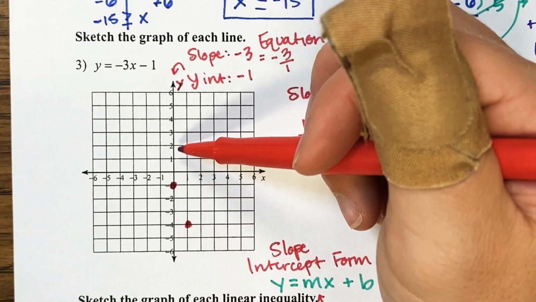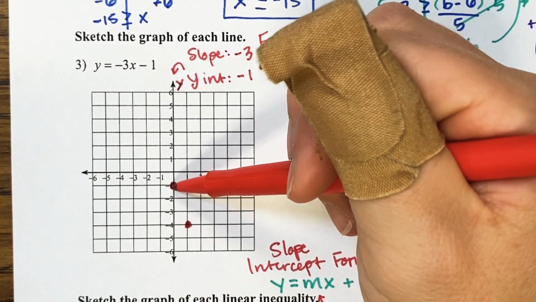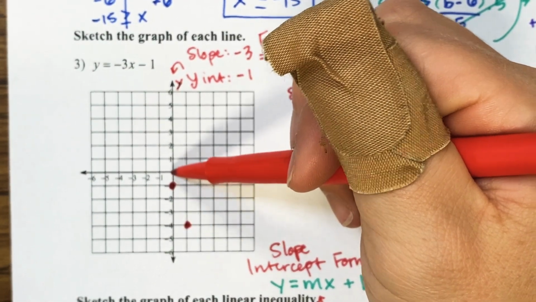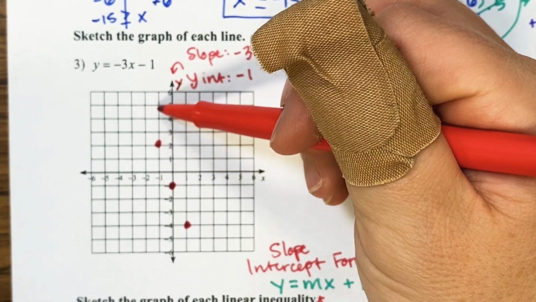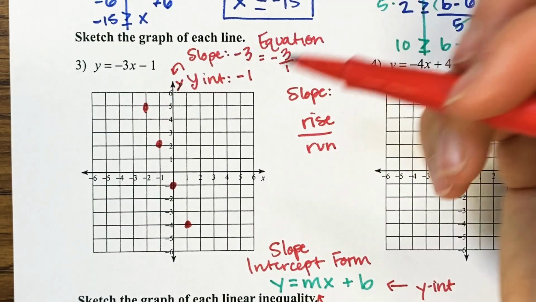We can also go backwards to make sure it's a straight line. So instead of going down 3, we can go up 3. 1, 2, 3, and go backwards 1. We could keep going. 1, 2, 3, and go backwards 1. Still a straight line.